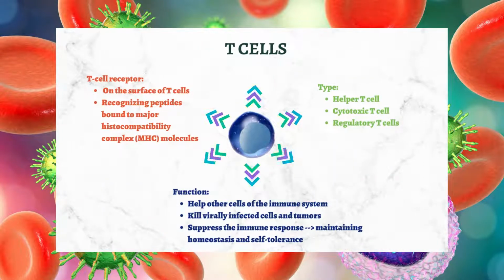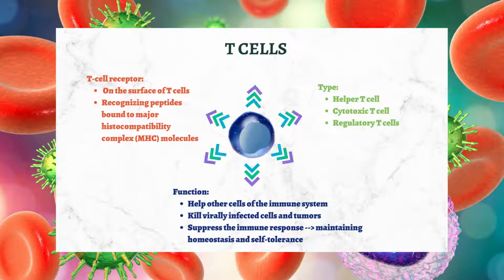T cells are also a type of white blood cell of the lymphocyte subtype. There are three types of T cells, which are the helper T cell, the cytotoxic T cell, and regulatory T cells. The T cell receptor is a protein complex found on the surface of T cells. It is responsible for recognizing fragments of antigen as peptides bound to major histocompatibility complex molecules.